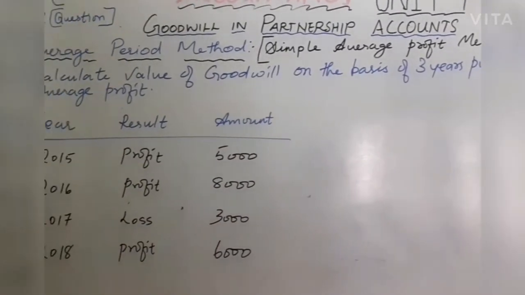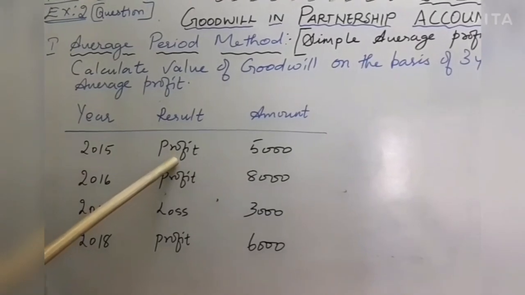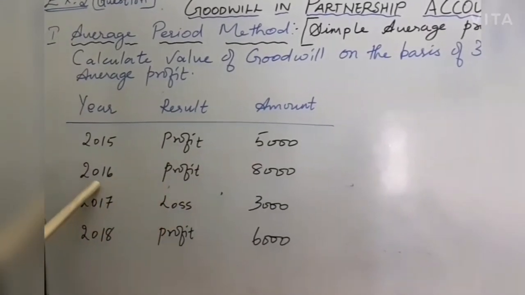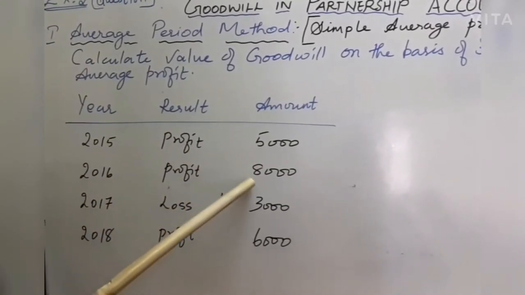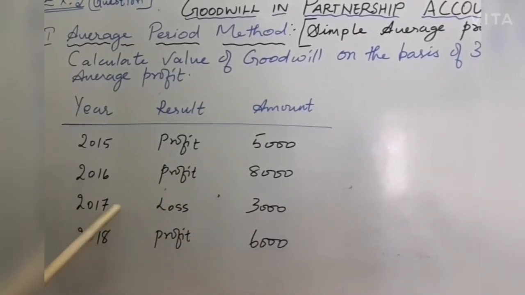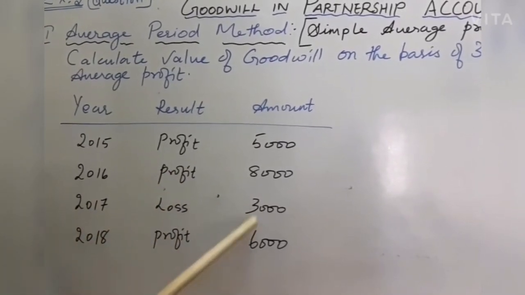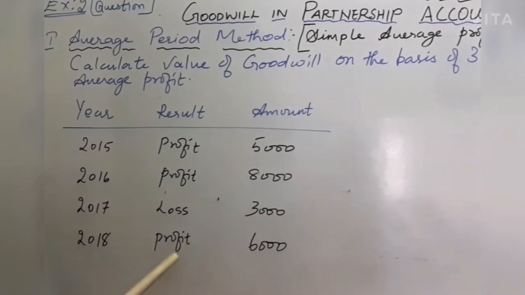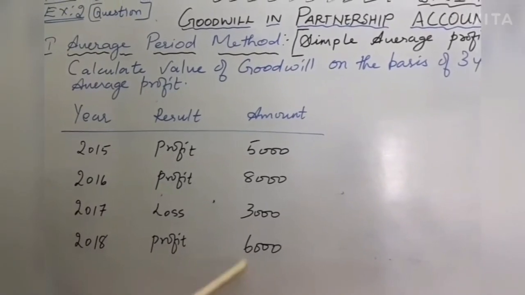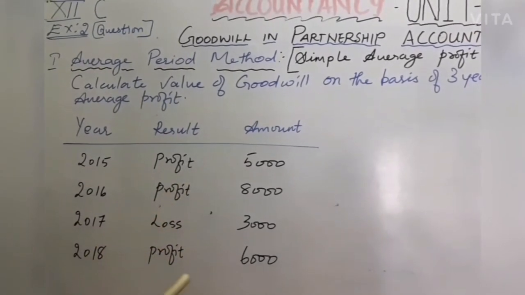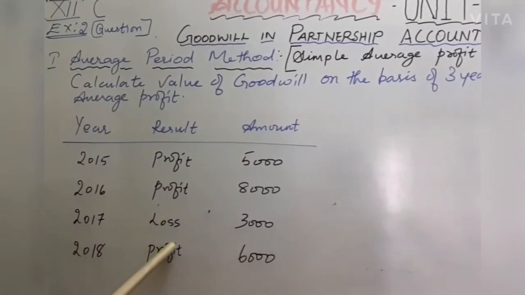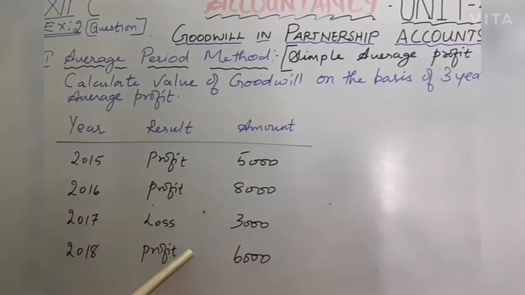So you are having here 2015 profit, you are having 5000. 2016 also you are having a profit of 8000, whereas 2017 you see there is a loss of 3000 rupees. 2018 there is a profit of 6000 rupees. In the previous sum all the 4 years you got profit. Now here there is a loss. So let us see how to calculate this loss.